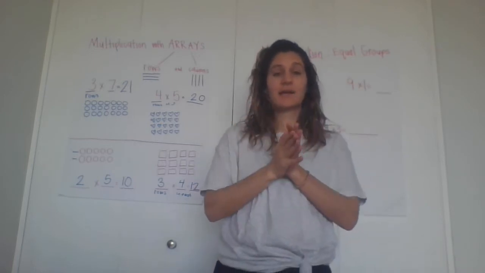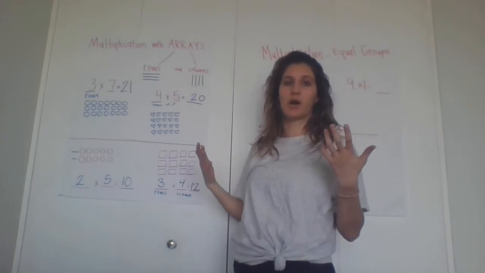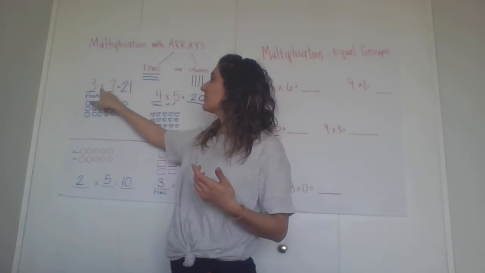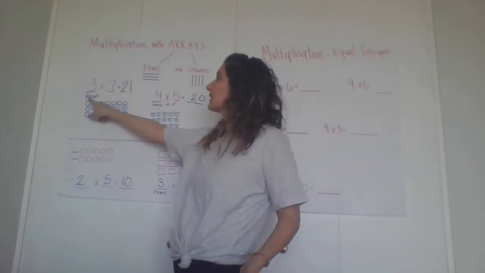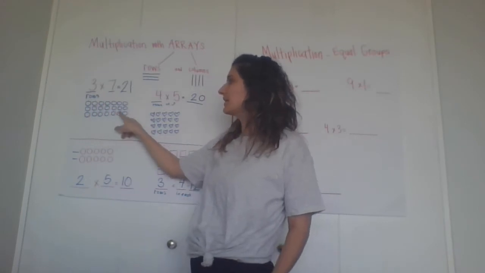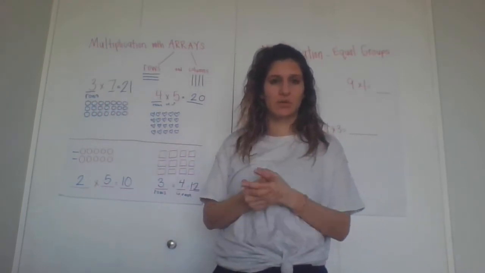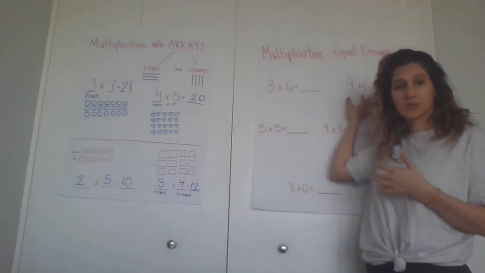All right, so last week we did multiplication and we made arrays to solve our multiplication problems, okay? So when we did 3 times 7, we were making rows and columns to make an array. So we were making 3 rows and putting 7 in each. We're going to do something similar this week. We're going to continue with multiplication, but this time we're going to be working on using equal groups.